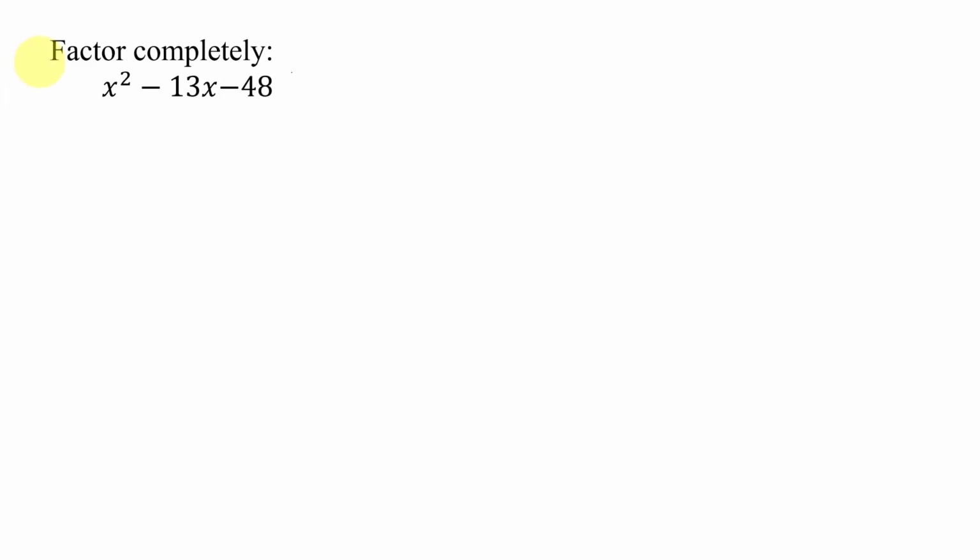In this example, I need to factor completely the trinomial x squared minus 13x minus 48. Well, what's the first thing we do with every factoring problem? We look to see, is there a greatest common factor between all three terms? Well, since the coefficient of the x squared is a 1, there's no numerical common factor. Not every term has an x, therefore there is no common factor in this problem.